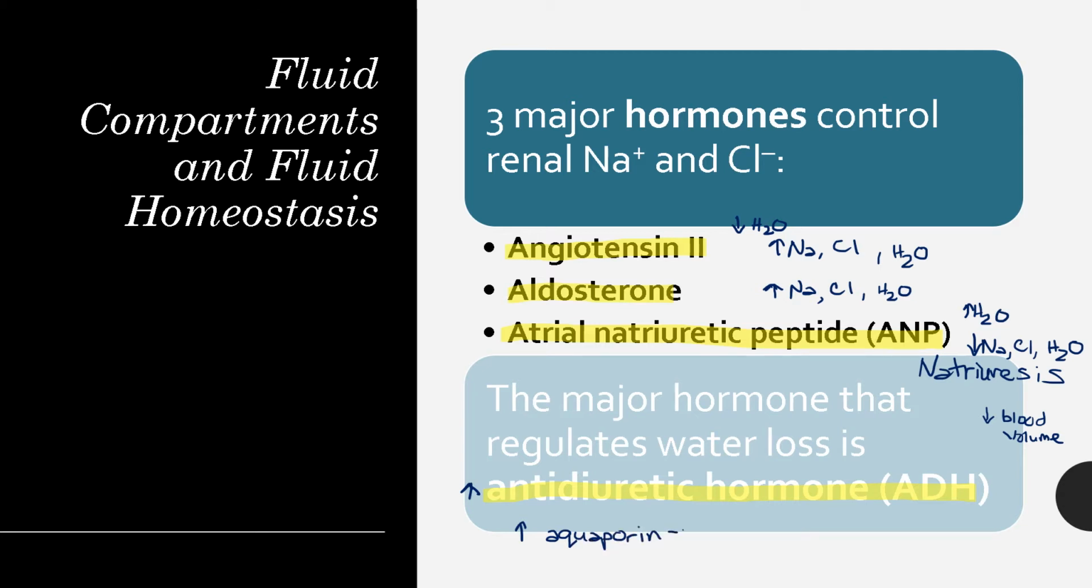So aquaporin 2. And this is going to increase those insertions in the apical membranes of the principal cells in the collecting ducts of the kidneys. So we're going to have a lot more of these aquaporin proteins in the collecting ducts in the kidneys, and as a result, the permeability of these principal cells to water is going to increase. So this is going to increase water permeability.